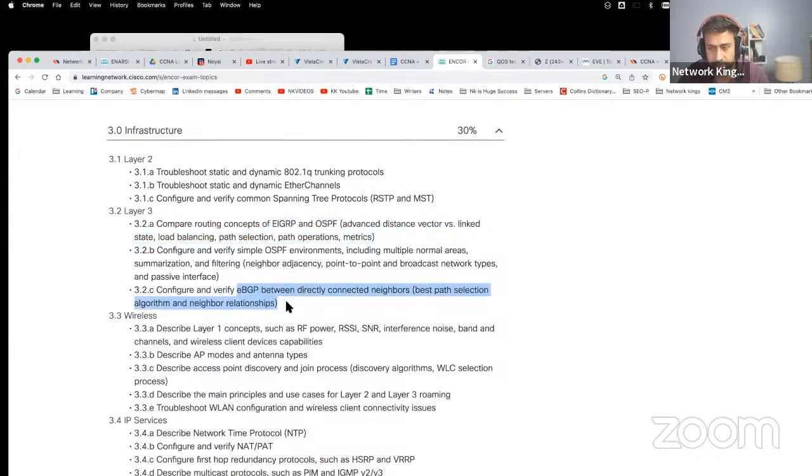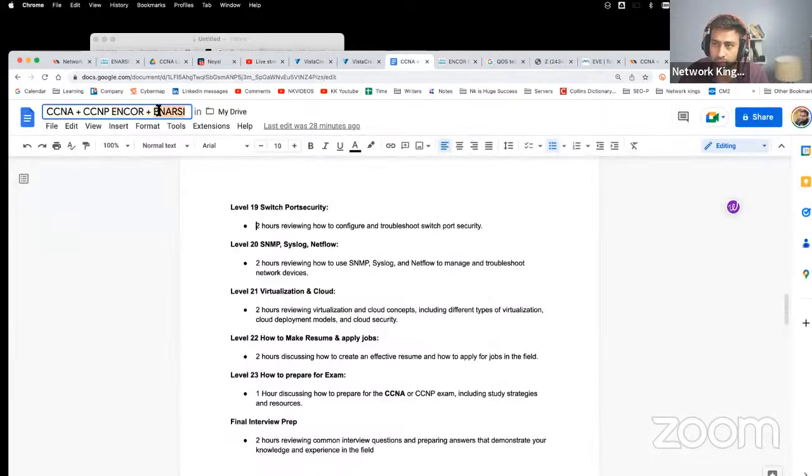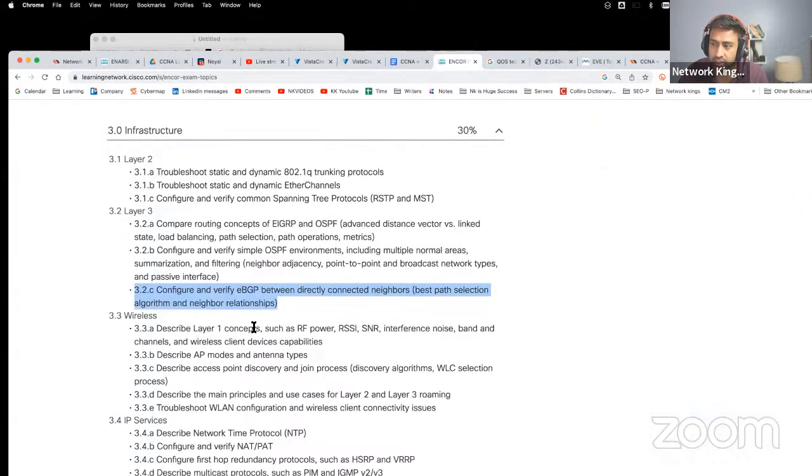The same goes with BGP. We are going to learn BGP for around 2 hours in this batch, for CCNA, CCNP Core. But when you join my NRC, you are going to learn EIGRP, OSPF, BGP for around 40-50 hours.